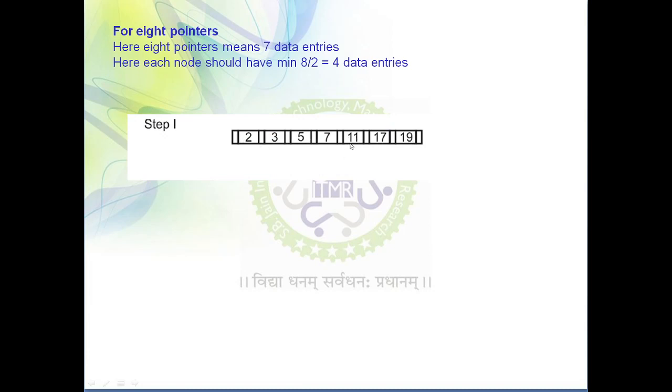How many maximum values can it hold? It can hold a maximum of 7 values: 2, 3, 5, 7, 11, 17, 19. After 19 there is 23. So in order to put 23 over here, no space is available. Now the question is which value I need to shift to the next level. So what is this? The fifth value: 1, 2, 3, 4, 5. So the fifth value I am going to shift into the next level, which will act as my root.